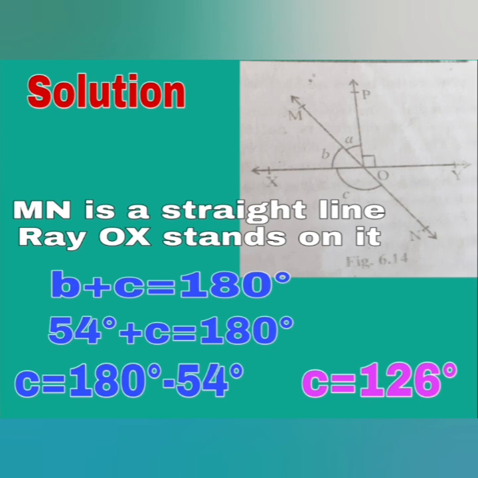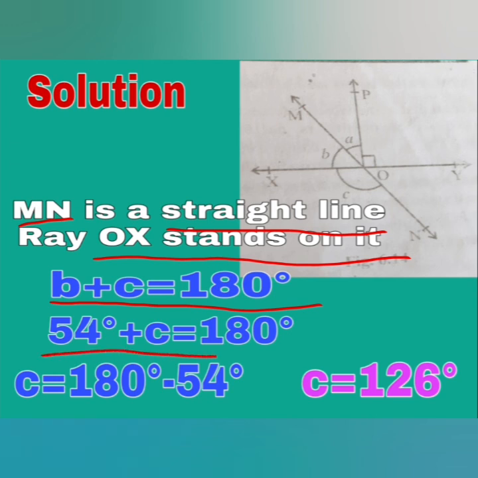Now the next step, to find out C value, we'll consider the straight line MN. And on this MN line, we are having a ray OX only, which is dividing your MN into 2 parts. That is, B plus C is equal to 180 degrees. B is 54 degrees plus C is 180 degrees. Shifting 54 to the other side, C is equal to 180 degrees minus 54 degrees. The value of C is equal to 126 degrees. That is how we have to solve the second question of our exercise. Hope you understood.